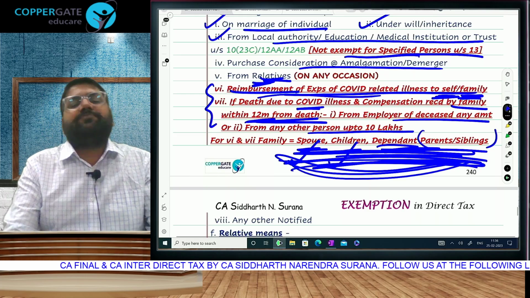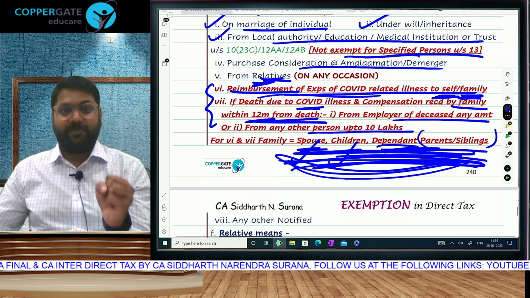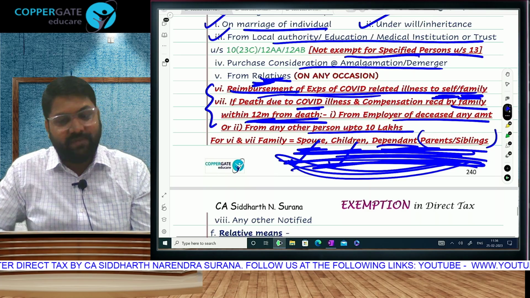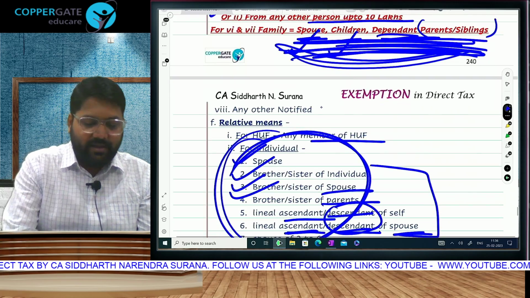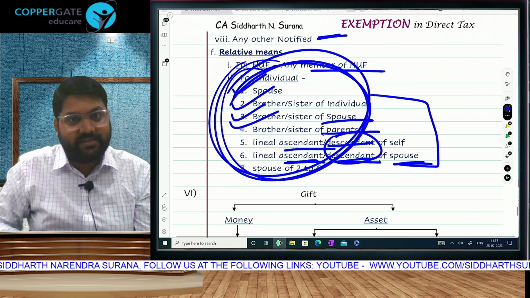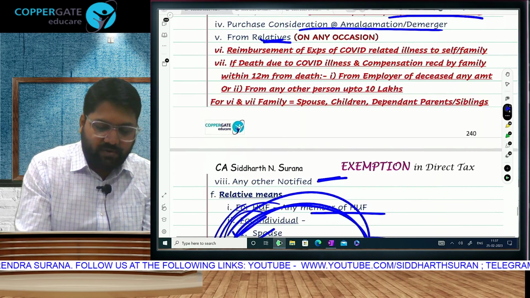And reimbursement of expense, always unlimited amount will be exempt, because you are going to get only to the extent of actual expenses. So unlimited amount is going to be exempt, and that can be received by self or family. Any other notified case also gift will be exempt. This is the bigger meaning of relative for all the exemptions, but only for this COVID part there is a smaller meaning.